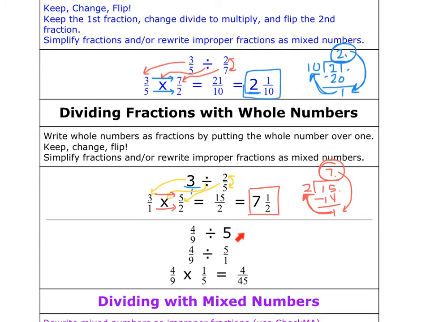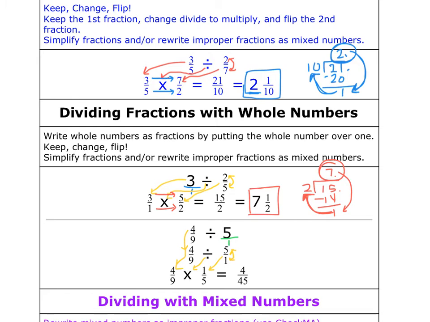4/9 divided by 5. Well, the first thing we need to take care of is make sure that that whole number is a fraction by putting it over 1. We then keep the first fraction the same. Oh, let me draw that down further. Okay, you change the division to multiplication, and the second fraction flips. So instead of 5 over 1, it becomes 1/5. Keep the first fraction exactly how it is, change the division to multiplication, and flip that second fraction.